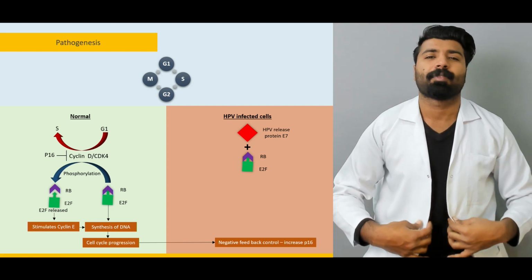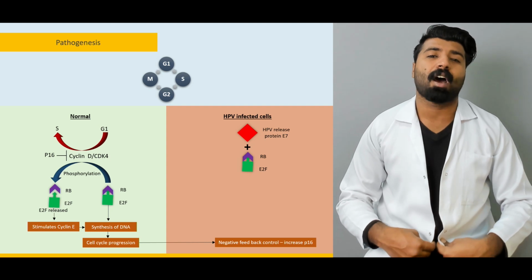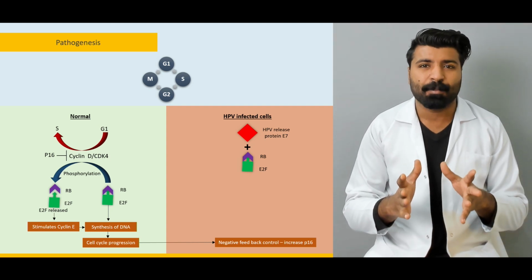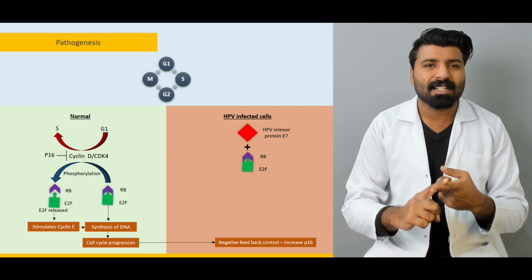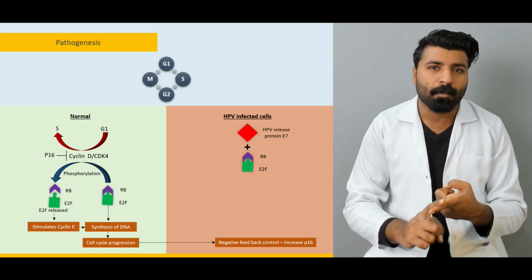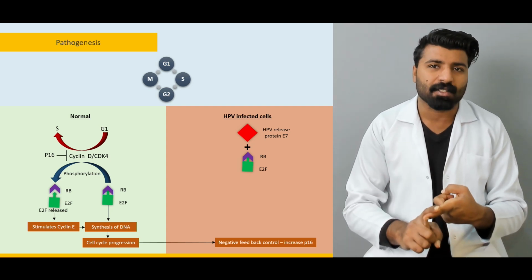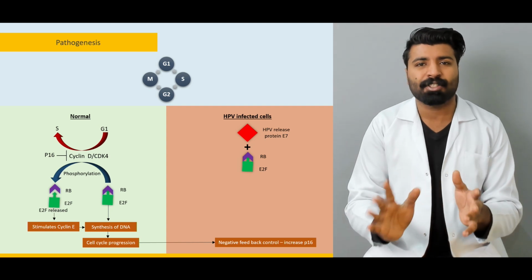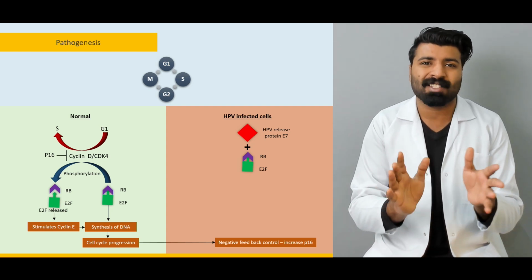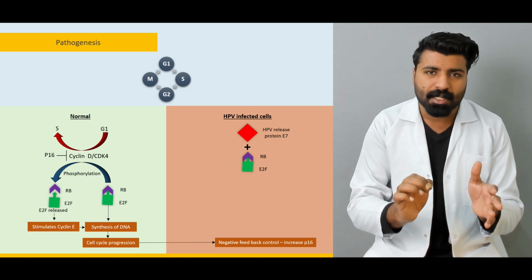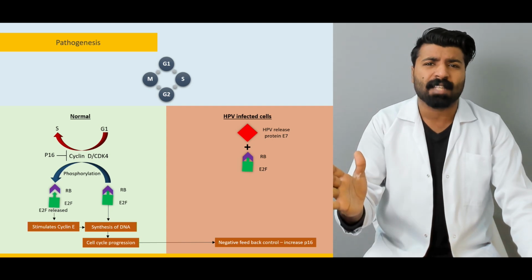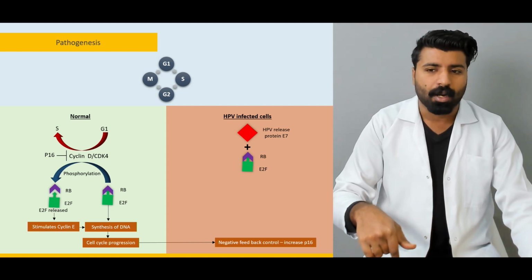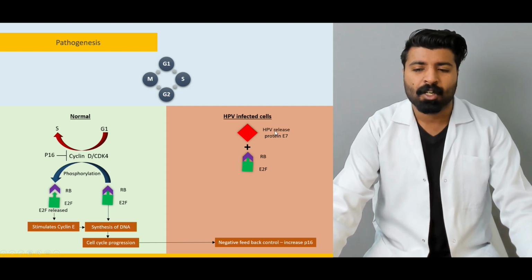Now, what's their function? E6 and E7 proteins have only one function. They go off and suppress this E2F factor, they suppress this retinoblastoma, they suppress P53 factors. So they go on and suppress the tumor suppressor genes. If those are suppressed, they won't be able to identify any problem with the cell cycle, and this cell cycle will go on. So HPV, human papillomavirus, releases proteins E7 and E6.